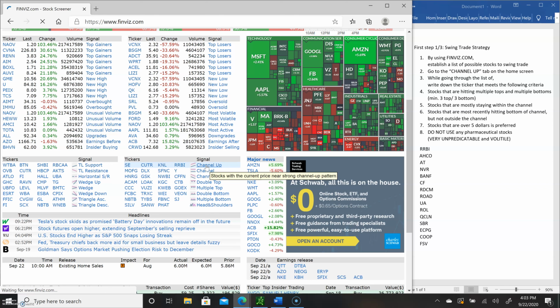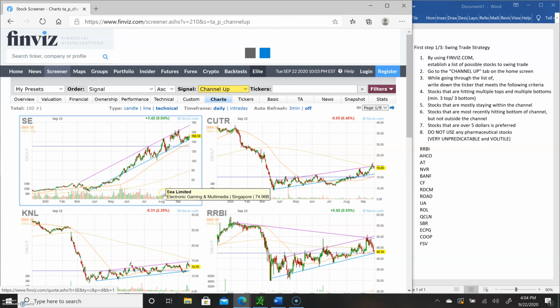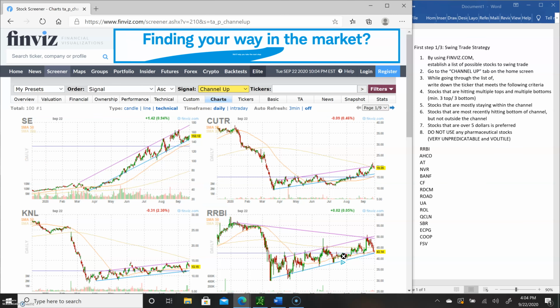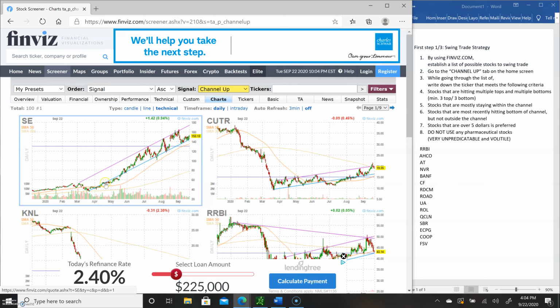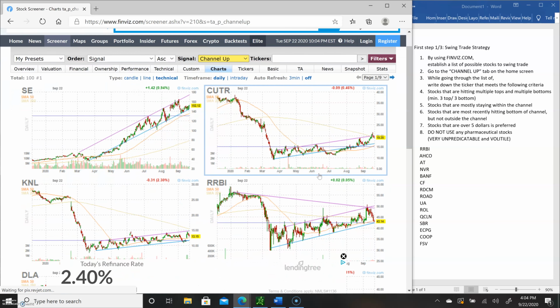So we'll take a look at the list. You just click on there, and as you can see, it's just a list of all the stocks that Finviz filters for that are trending up with a top and bottom. And here, this blue line is the bottom of the channel. This purple is the top of the channel. So mainly throughout the last several months, it's been maintaining inside this channel, and that's going to be the trend for this channel up in Finviz.